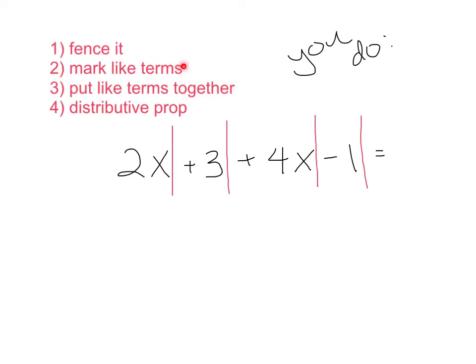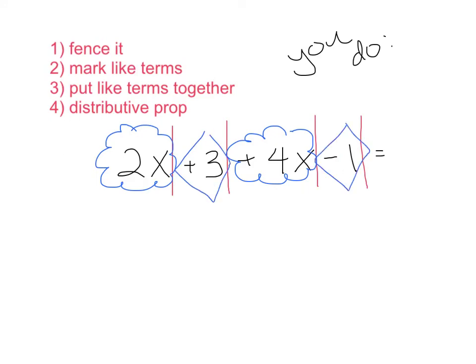Step 2 is to mark all the like terms. Where I have X here, there's 2 of them. I'm going to go ahead and put a cloud around the X's. You put whatever shape you wanted. X, it's not to any power, it's just X. That's not an X. This is an X squared. There's 4 of them. So I'll put a cloud around the 4 X's there. And this doesn't have X. Then I've got a number and a number. Those are like terms. So I'm going to put a diamond around those.